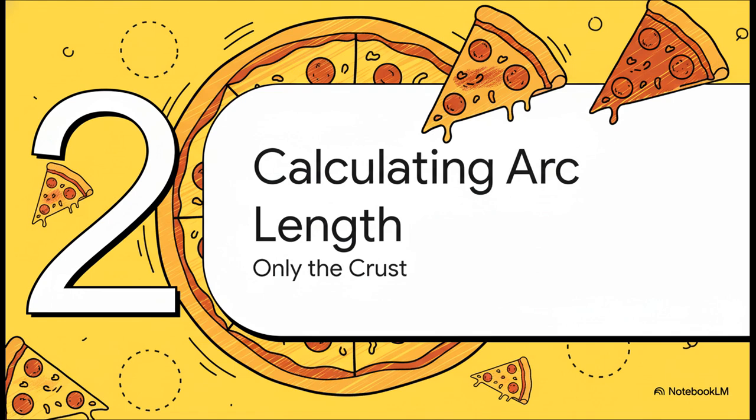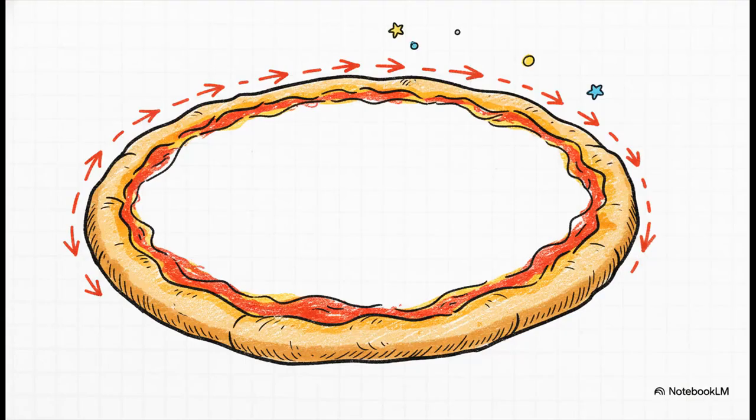Okay, we've totally mastered the slice. So now, let's focus on just the crust, the arc length. And honestly, here's the best part. We're going to use the exact same logic. This time, our whole isn't the area. It's the total length of the crust all the way around the entire pizza. We call that the circumference, and its formula is 2 times pi times the radius.